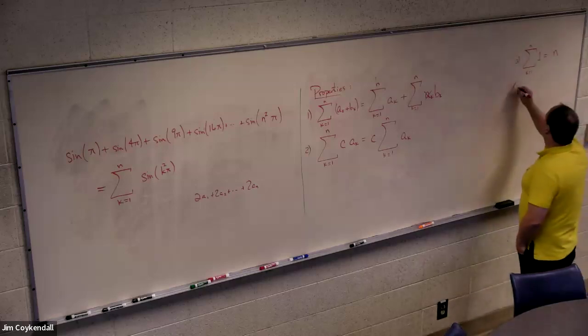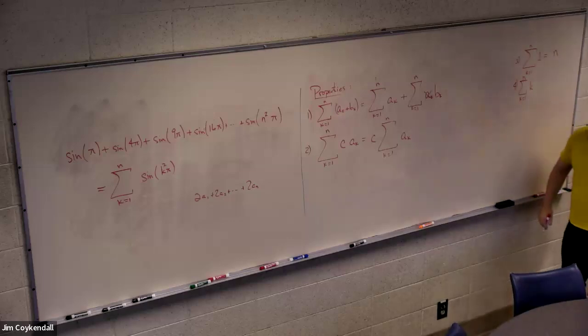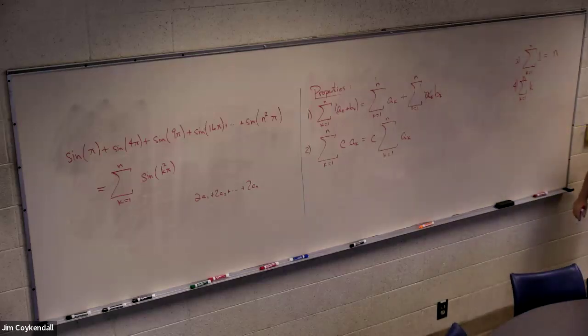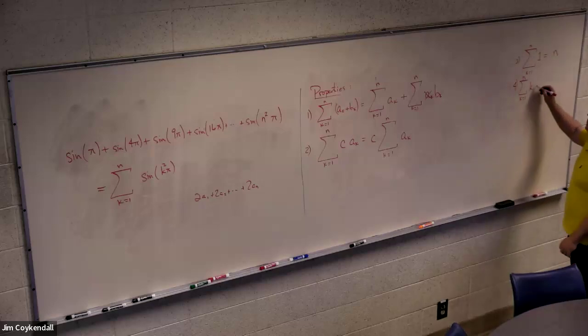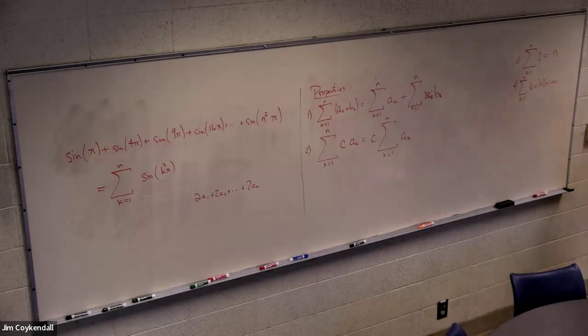How about this one? This is 1 plus 2 plus 3 plus 4 plus 5 all the way up to n. Anybody know what this one is?